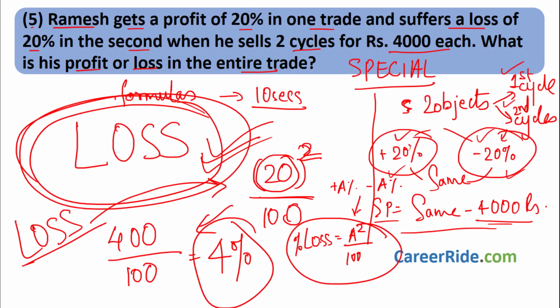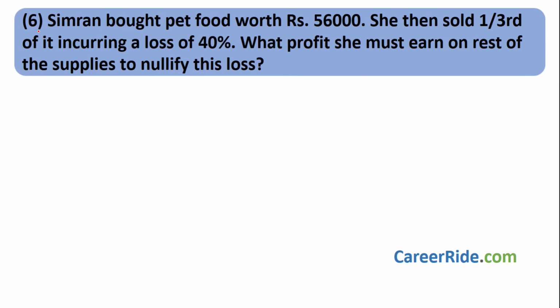Moving to question number 6. Simran bought pet food worth rupees 56,000. She then sold 1/3 of it, incurring a loss of 40%. What profit she must earn on rest of the supplies to nullify this loss? Again, this is a very easy sum and we can solve it using just common sense.